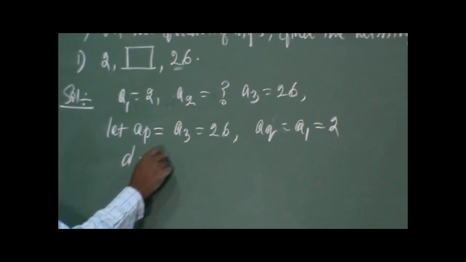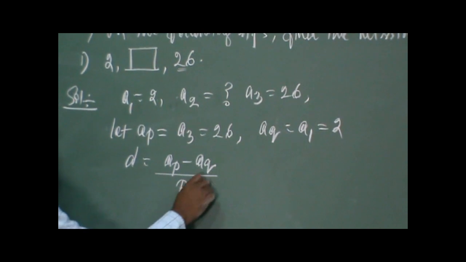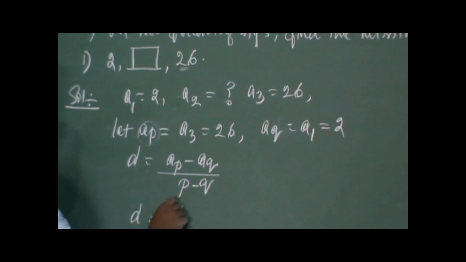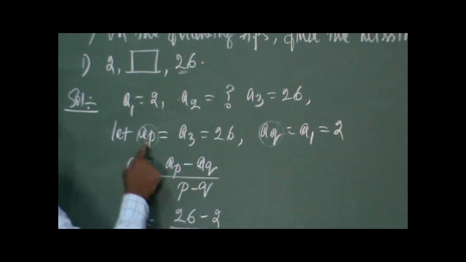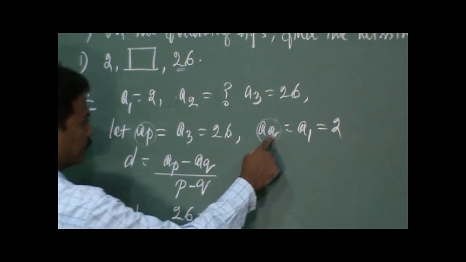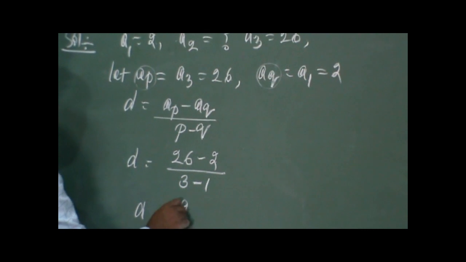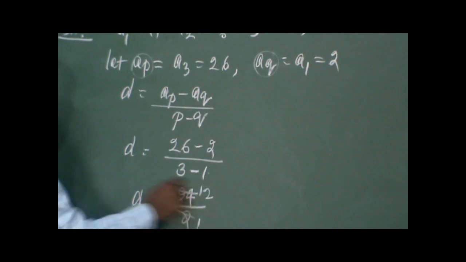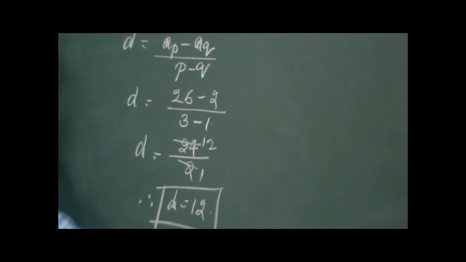So D is equal to AP minus AQ by P minus Q. D is equal to entire AP, 26, minus entire AQ, 2, by P minus Q. Value of P is 3 minus value of Q is 1. So D is equal to 26 minus 2 is 24, by 3 minus 1 is 2. One side goes. So therefore D is equal to 12. So the value of D is 12.